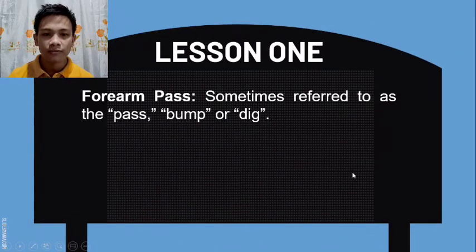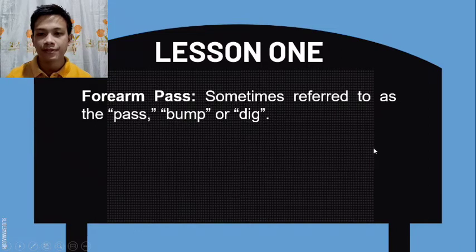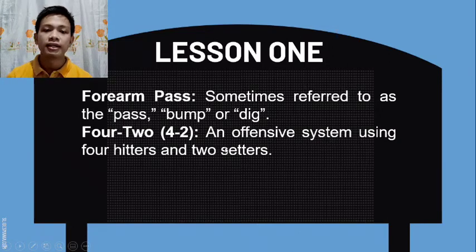Next is the forearm pass, sometimes referred to as the pass, bump, or dig. So, a type of pass, ang forearm pass. Next, 4-2, an offensive system using 4 hitters and 2 setters. So, yeah, there are 4 hitters and 2 setters.